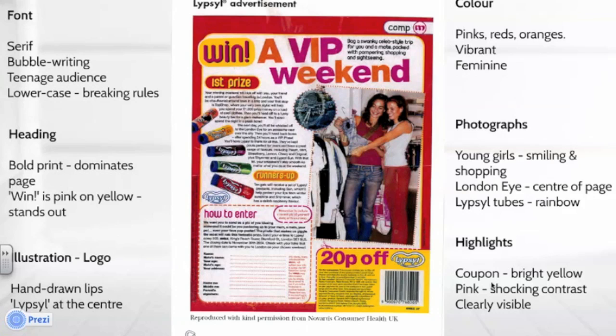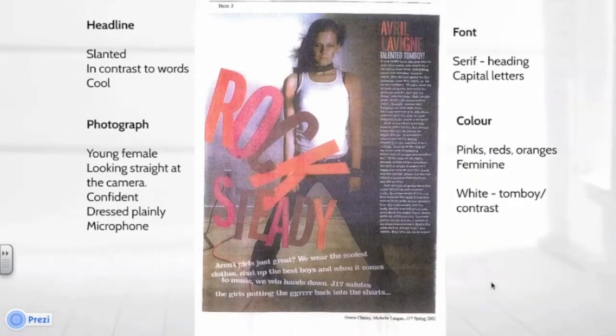Okay, you've also got highlights on this advert. So if you look at the coupon, that's in bright yellow, that's really highlighted. And then you've got the pink, which is a shocking contrast, which makes that coupon really visible. Okay, so we've got lots of different presentational features that are used on that advert. We haven't really started to think about the purpose and effect yet, but before we do that, we're going to have a look at this Avril Lavigne news article and see what presentational features are used on that one.